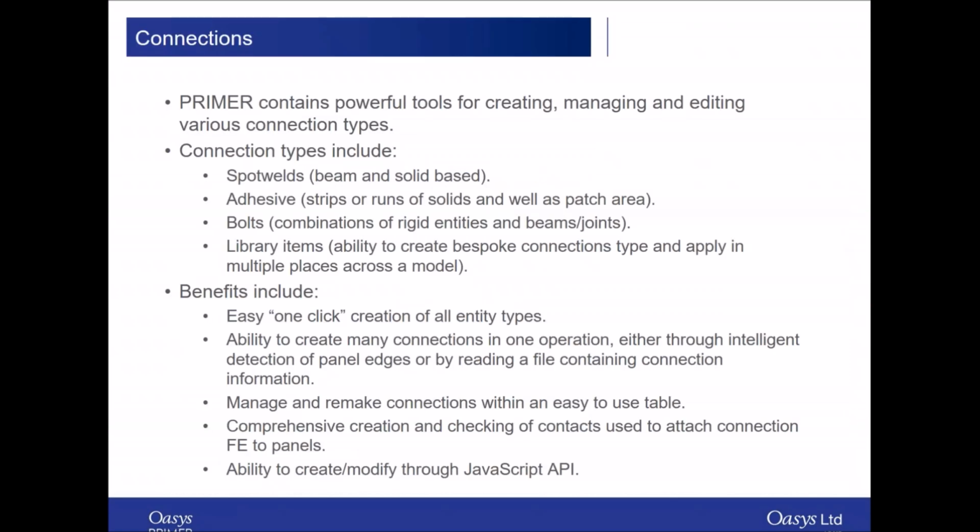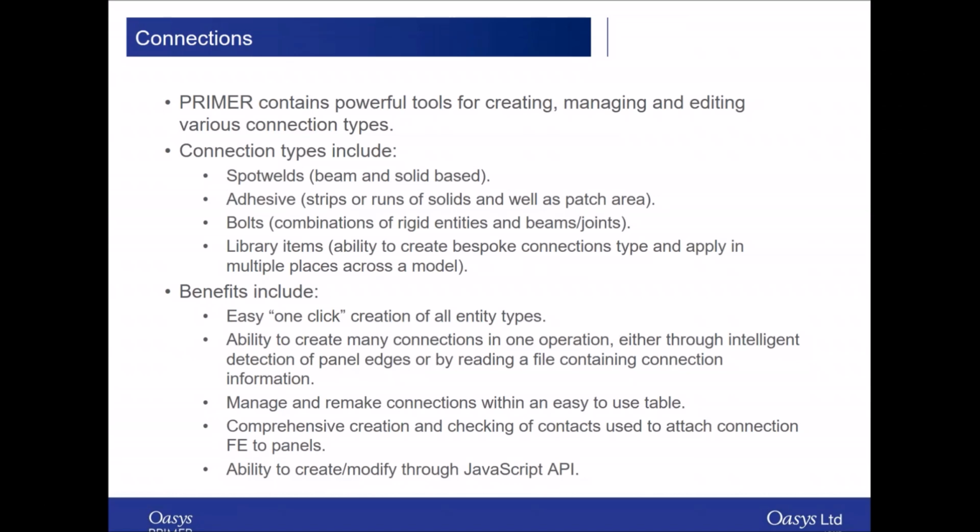So just as a reminder, if you don't use the connections tools in Primer, Primer contains powerful tools for creating, managing, and editing various connection types. These types include spot welds, either beams or solids, adhesive, which is either strips or runs of solids, as well as areas of solids, patches. Bolts, which are really combinations of rigid entities and beams and joints.